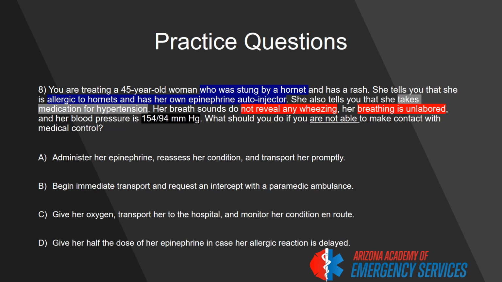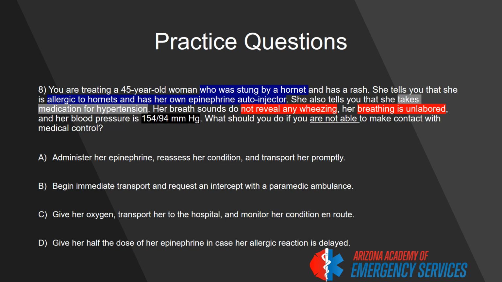So now we have all the information highlighted here. The primary information was that she was stung by a hornet. As far as we know, that is our chief complaint for this patient. We also want to highlight as primary information that she's allergic to hornets and has her own epinephrine auto-injector. At this point, without reading any further, we should know she is allergic to hornets, she was stung by a hornet, and her allergy is severe enough to warrant her having her own prescribed epinephrine auto-injector, her own EpiPen.